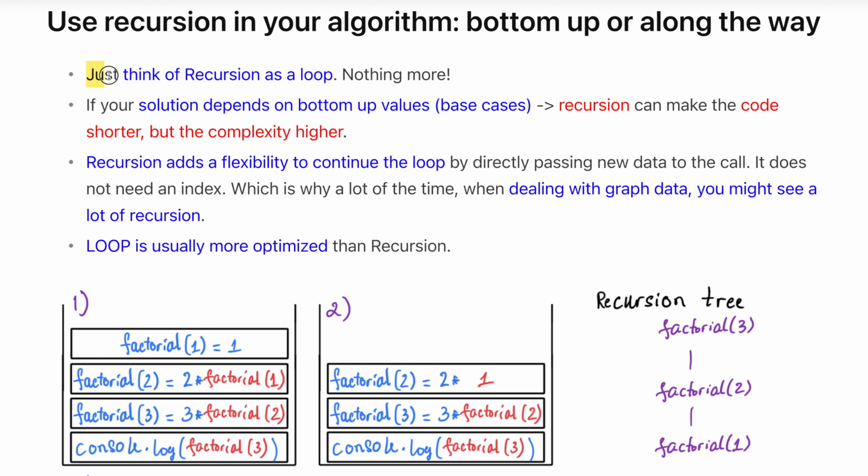And more importantly, we just think of recursion as a loop. That's it, nothing more. If our solution depends on the bottom up values, which are the base cases, the recursion can help to make the code shorter, but remember the complexity will most likely be higher. So we need to do some proper caching here to reduce the time complexity, which we're going to learn later. Recursion adds some flexibility to continue the loop just by directly passing the new data to the call. For graph data, it does not need an index, which is why when dealing with graph data, we might see a lot of recursion. But this is also not encouraged because loop is almost always more optimized than recursion.